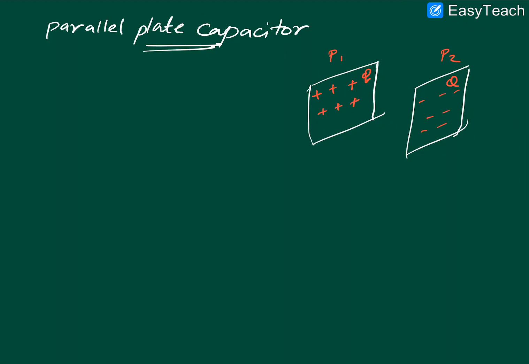Now let the separation between them be D. Between the plates, separation is D, and in between the plates there must be an insulator or dielectric. Here it is air. So in between, air is present.